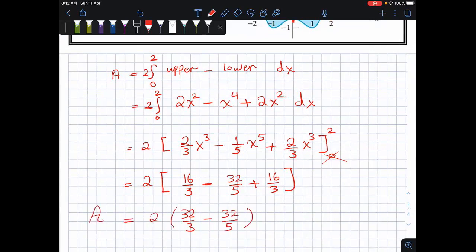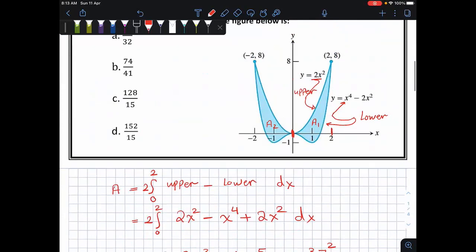2 gives us the total area, the area of A1 and A2. Okay, so the total area we said is equal to 2 multiplied by the area of any one of them.